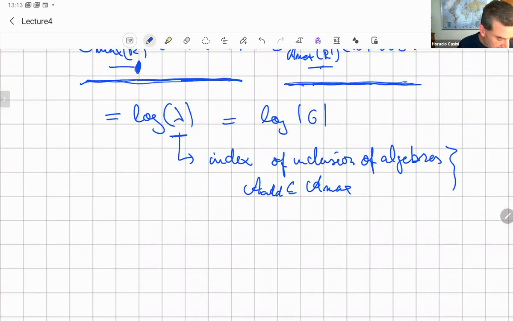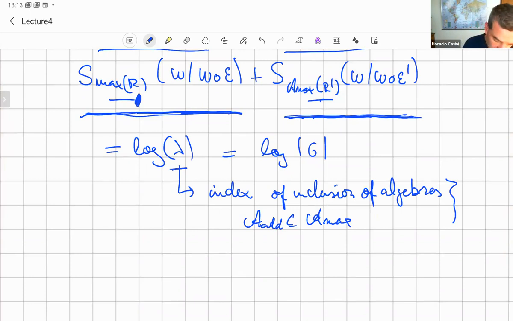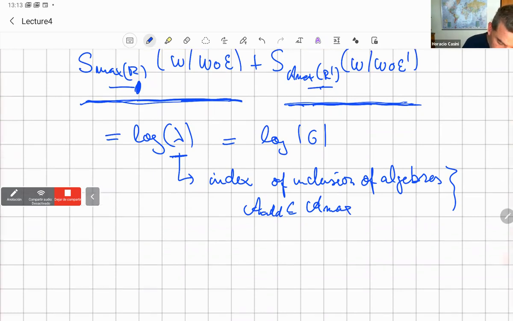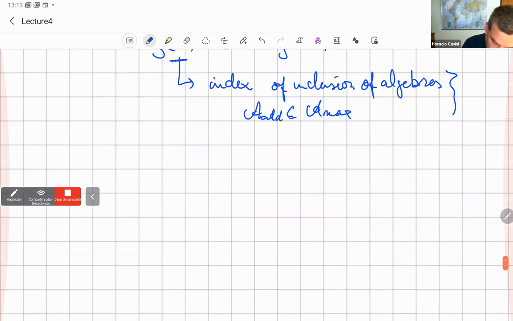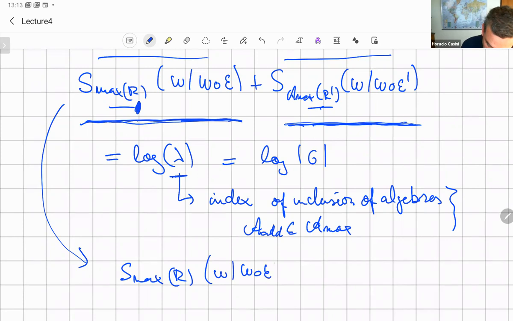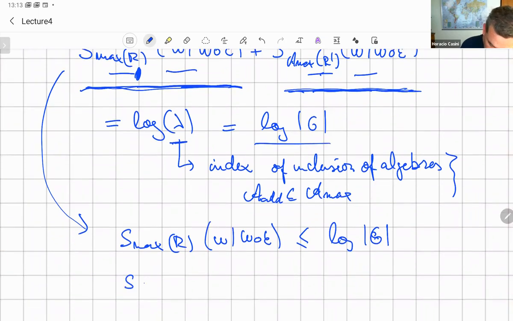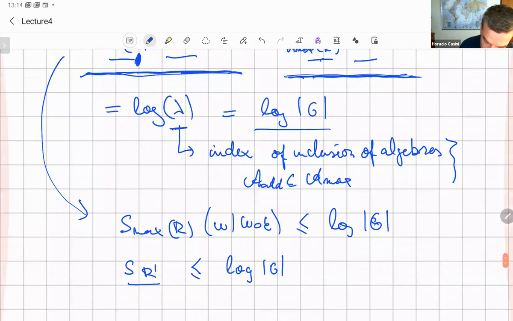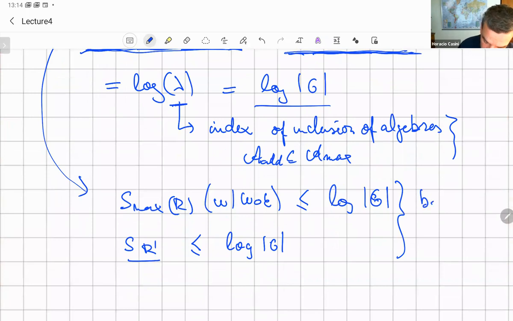And what is the physical content of this is somehow why we call it the certainty relation, because it looks very much like an uncertainty relation. This relation tells that one thing it tells is that the S max of R is less than log G, because these are two positive numbers and they add up to log G, so each one is less than it. To simplify, the relative entropy in R prime is also less than log G. But you can see from the certainty relation that they cannot both be log G at the same time. They cannot saturate at the same time.